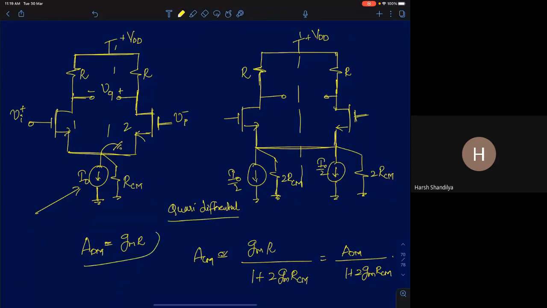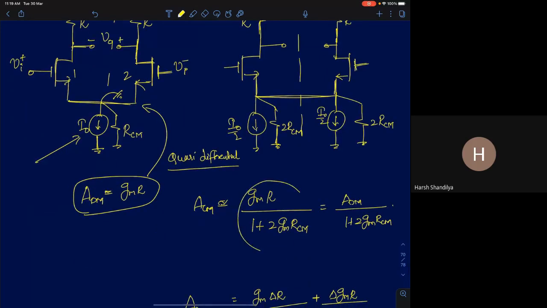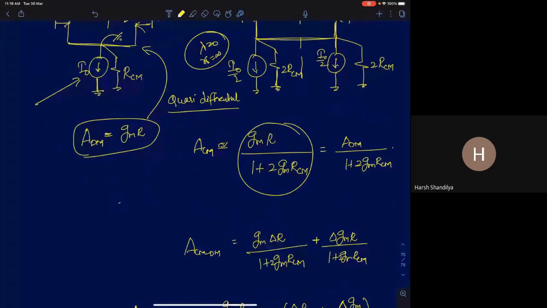And the differential mode gain was very close to GM times R. In this circuit, differential mode gain is GM times R. And for common mode gain, again, we did a similar quasi-differential analysis, and we showed that the common mode gain is GMR by 1 plus 2 GM RCM. Here, I'm assuming lambda is 0 or R naught is infinity. Then we said it reduces to this if you draw the equivalent circuit. So this will be 2 RCM, and the drain resistance is R. You are supposed to find the gain from Vi to V naught. It was simply equal to GM R by 1 plus 2 GM RCM.